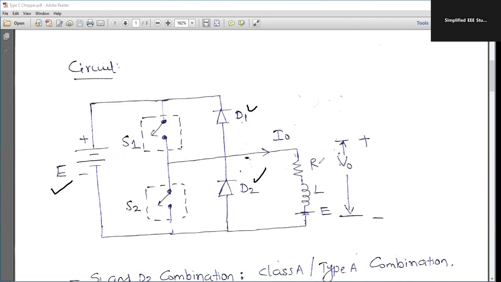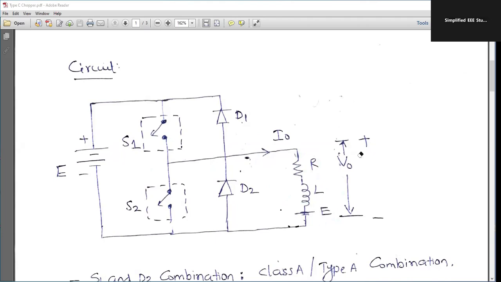Okay, so it is mainly used for forward motoring and forward braking application. That is what I have mentioned, a DC load over there. It is basically a DC motor load. RLE is nothing but a DC motor load. RLE, E is standing for back EMF, correct? So this is basically the circuit diagram of type C chopper.